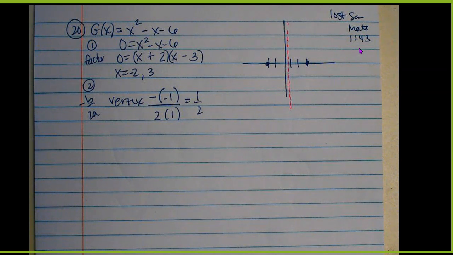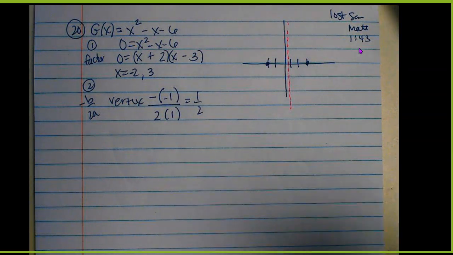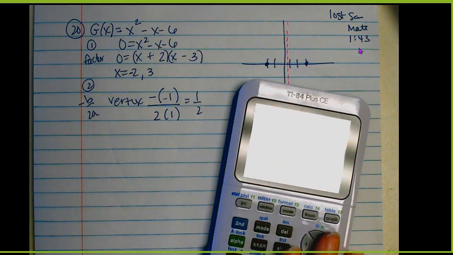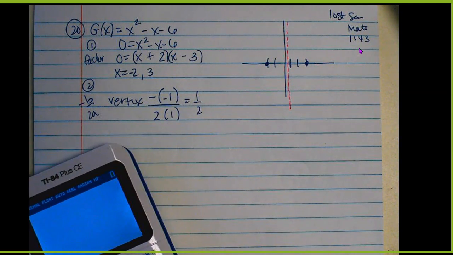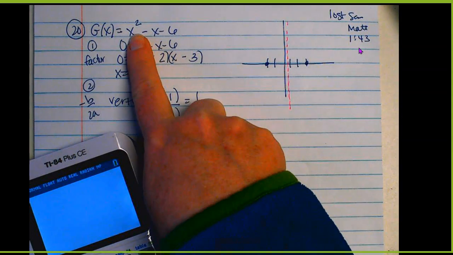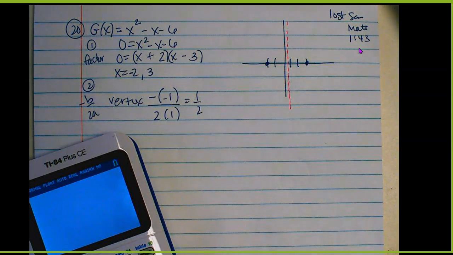It's not my favorite because it's a fraction, but we could even type it into here and see what happens, right? So we could, is it showing up? It's too shiny. There we go. We can say plug in 1/2 into my original equation. That's going to be 1 divided by 2 squared minus 1 divided by 2 minus 6, and it'll just tell me -6.25.